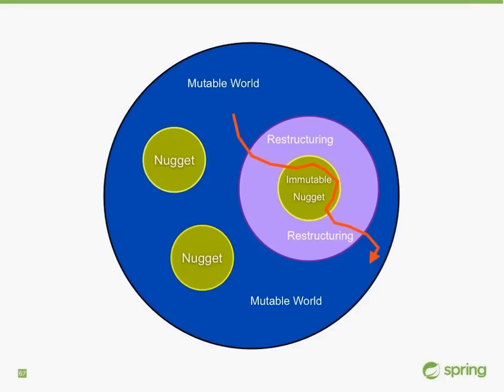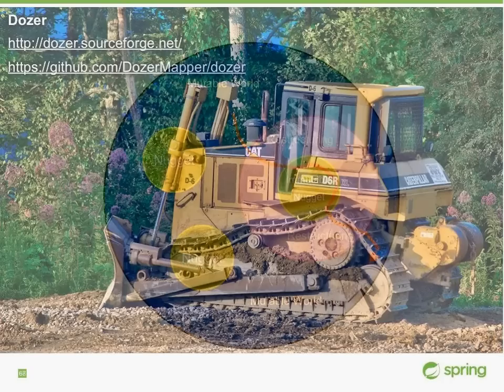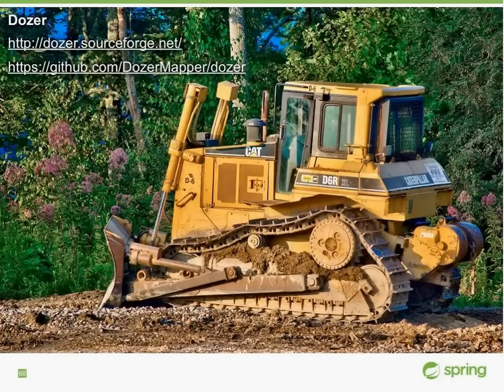A very good example of a restructuring layer that we can leverage from Java is Dozer. Dozer is an open source library that is essentially a Java Bean to Java Bean mapper. What it does is recursively copy data from one object through a mapping to another object graph. And typically what you're looking at is not just single Java beans, but actually a complex network of Java beans.